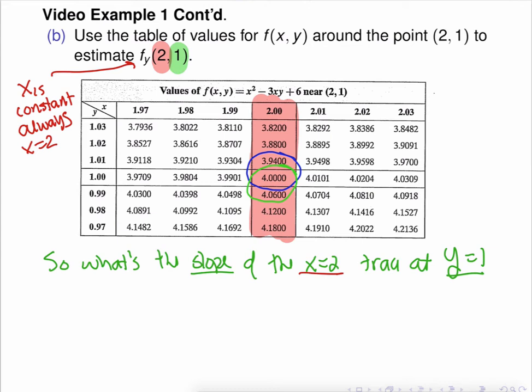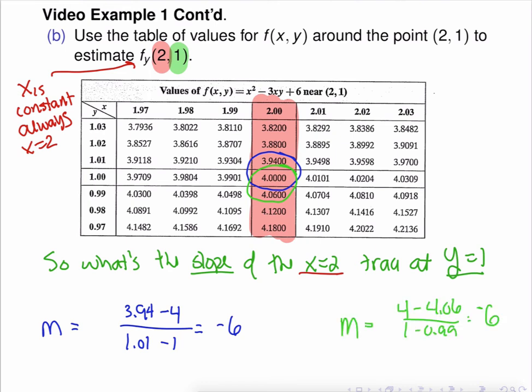So we're thinking about the slope of the x equals 2 trace at y equals 1. We could look a little bit above 1 in our table, between y equals 1.01 and y equals 1. That slope would be 3.94 minus 4 over 1.01 minus 1, so negative 6. Or we could look a little bit below, if y changes from 1 to 0.99. That would be 4 minus 4.06 over 1 minus 0.99, so that's also negative 6.